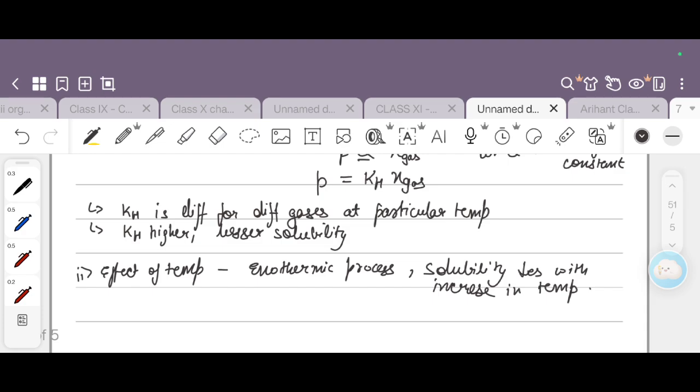In the next video we will be discussing Raoult's law, the nature of ideal and non-ideal solutions along with azeotropic mixtures, colligative properties, and abnormal molar mass.